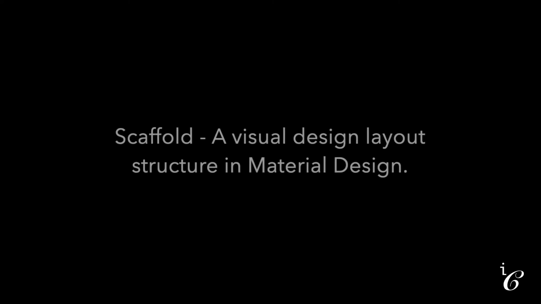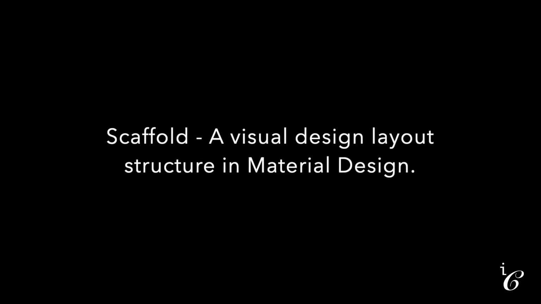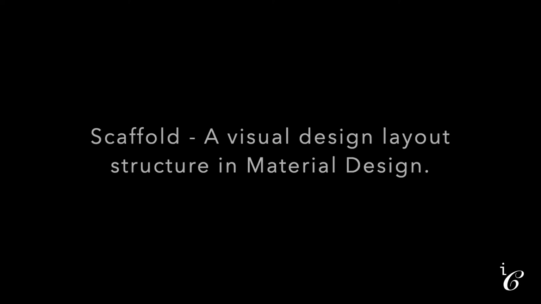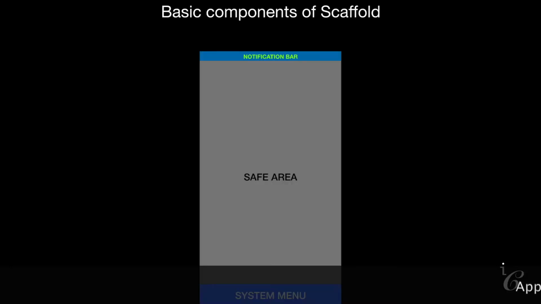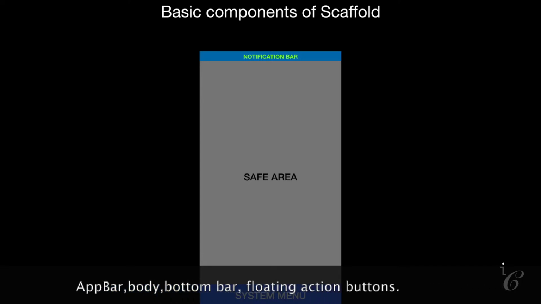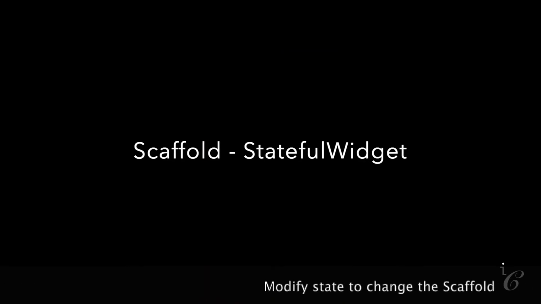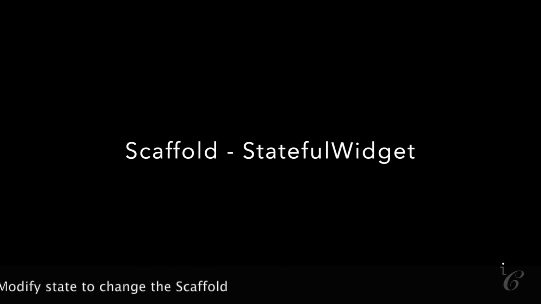In this session, we will learn one of the most important and frequently used material design components, scaffold. Scaffold is a visual design layout structure available in the material design package for Flutter. Scaffold is an important component in material apps. In our course, we will be focusing mainly on material apps. Scaffold provides configurations to display app bar, body, drawers, snack bars, bottom sheets, and even a floating action button. Scaffold is a stateful widget, meaning we can change the widget look and feel by changing its state.